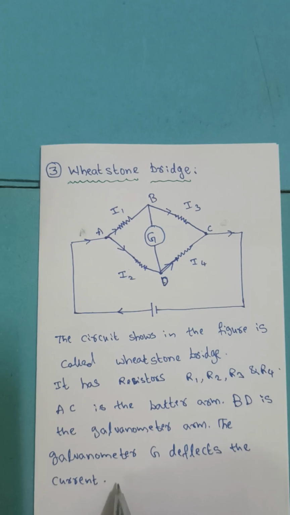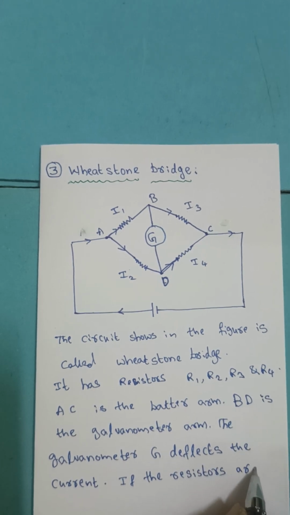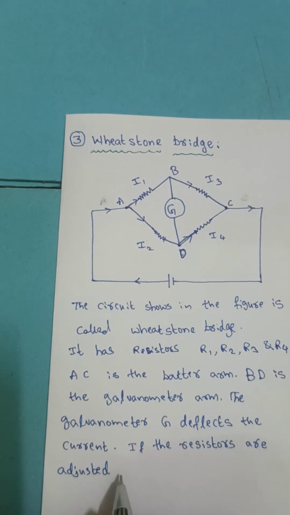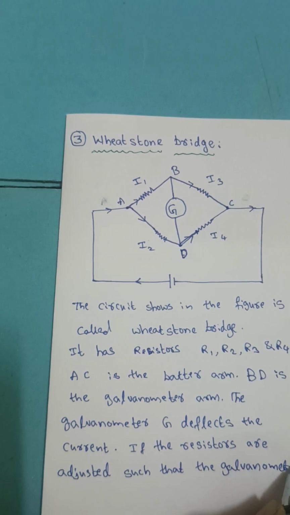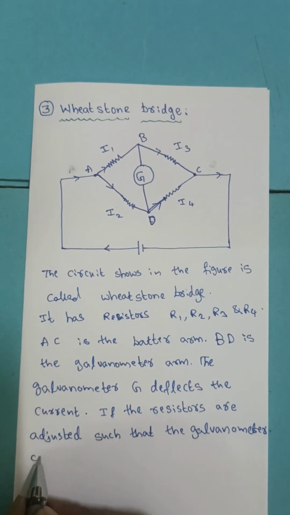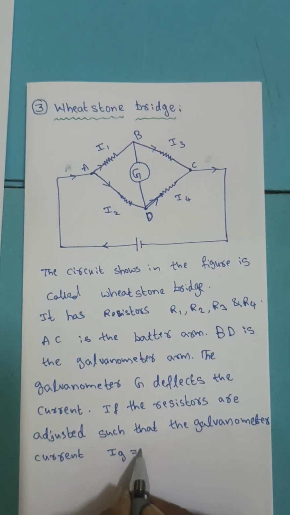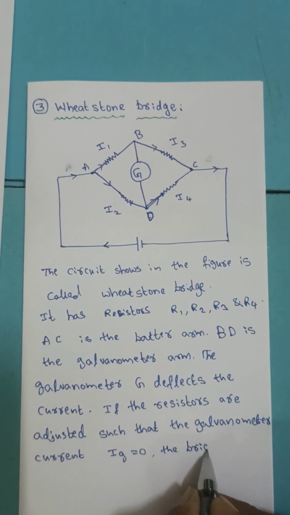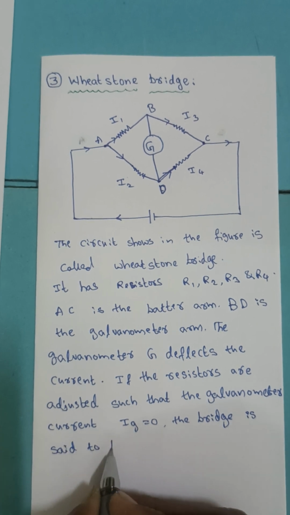If the resistors are adjusted such that the galvanometer current Ig is equal to 0, the bridge is said to be balanced.